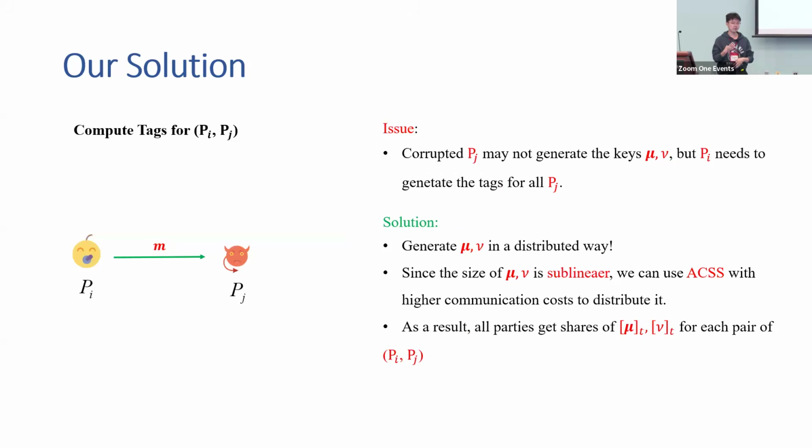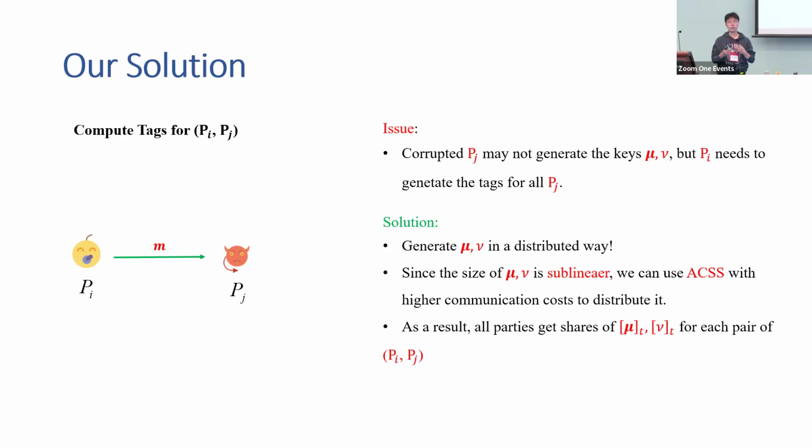For the preparation of these tags, we may first let all parties prepare the authentication keys for each pair PI and PJ. But the issue here is that a corrupted party PJ may not generate the keys mu and nu, but honest party PI still needs to generate tags for all parties PJ. So the solution is to let all parties prepare mu and nu in a distributed way.